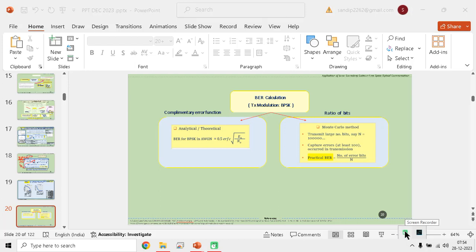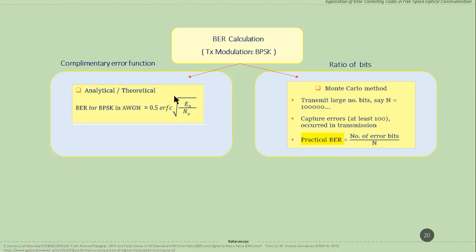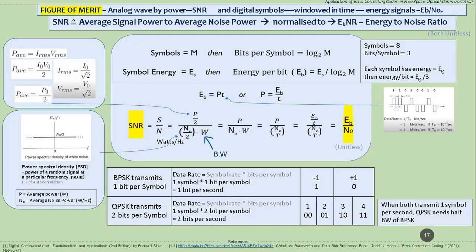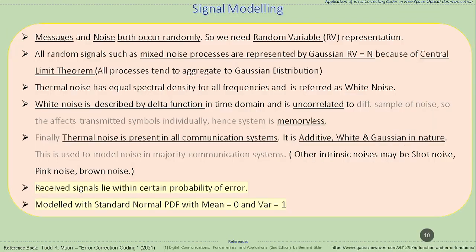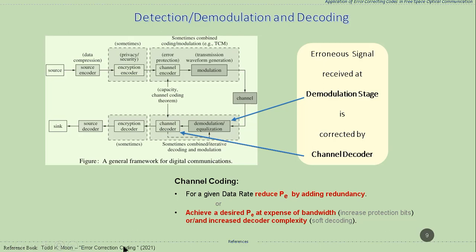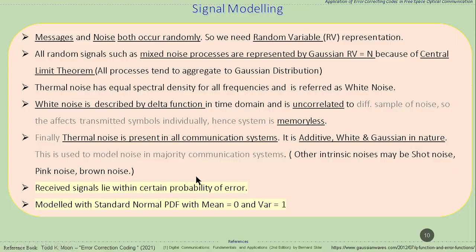Then I am trying to find the bit error rate. So I'll do a Monte Carlo simulation, or I can use the complementary error function to find the bit error rate. The complementary error function can be used to find the bit error rate, and in the book by Todd K. Moon, on page 21, one can find how. So this is the reference, on pages 20 and 21.